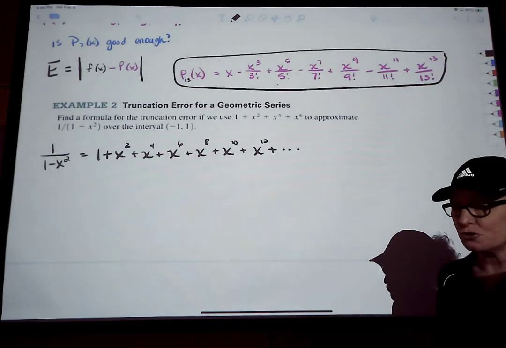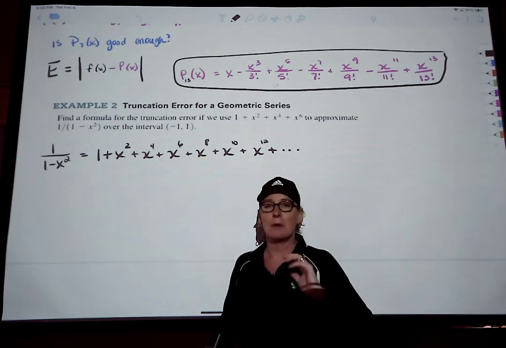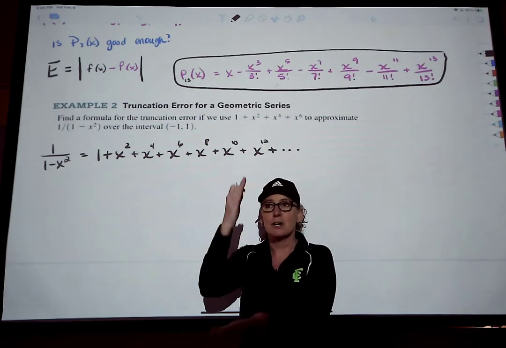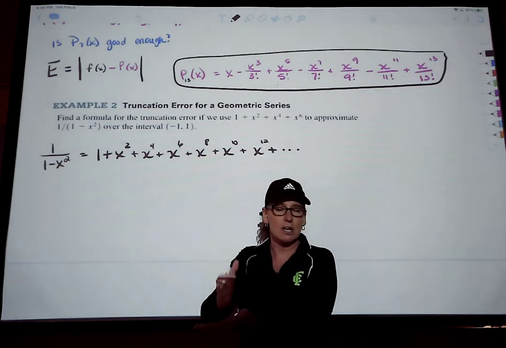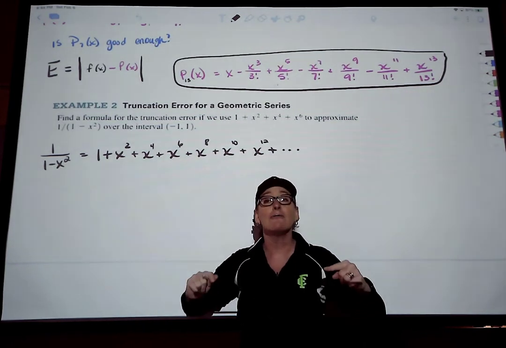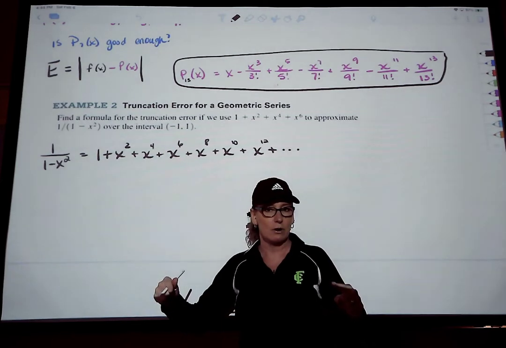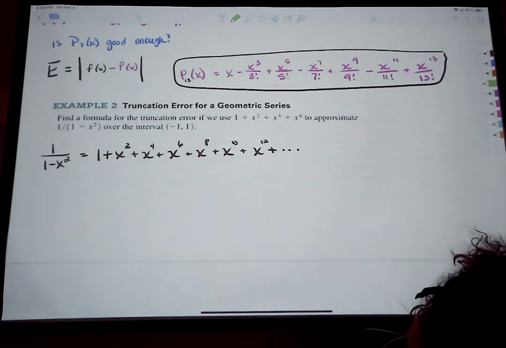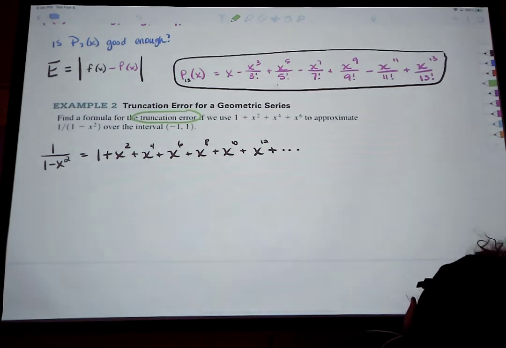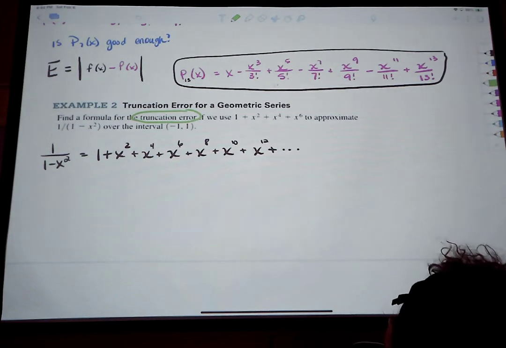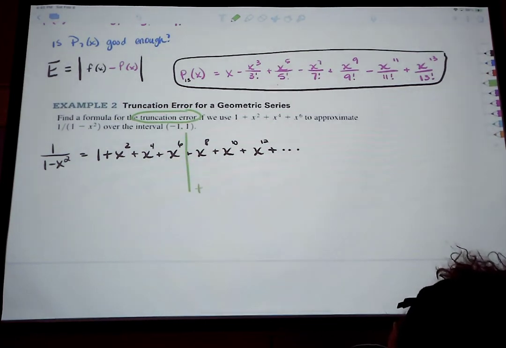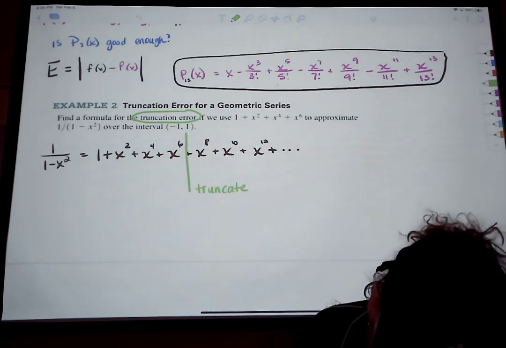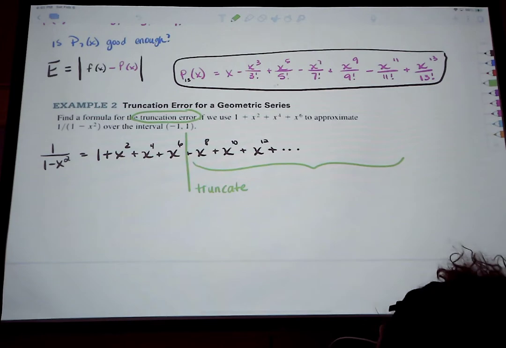Find a formula for the truncation error. Now remember, error is what we get when we cut off the polynomial, when we cut off the series. When we cut off the series, we get a polynomial. How far off is the polynomial from the function we're trying to represent? So we're going to truncate right after x to the sixth. We're going to truncate there. So all of this, these are my leftovers.